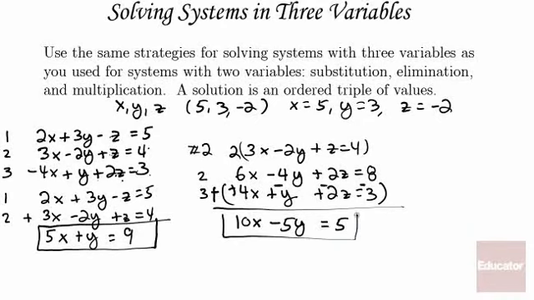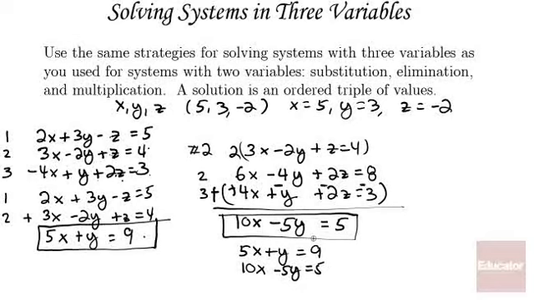Okay, at this point, what I'm left with is a system of two equations with two unknowns. Once you get that far, you proceed using the techniques that we learned previously. Again, substitution, elimination, multiplication. But since you're only working with two equations with two unknowns, you're on familiar territory, and you can solve for one of the variables and then find that value, substitute in for the other variable, find that value, and then you can go back and find z.